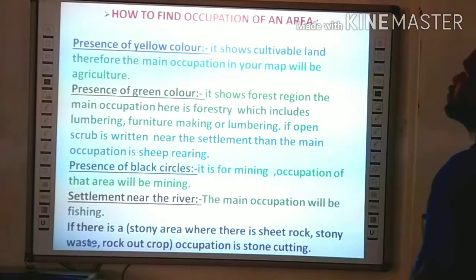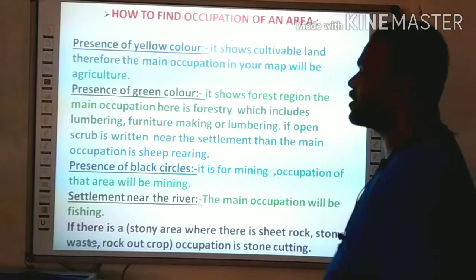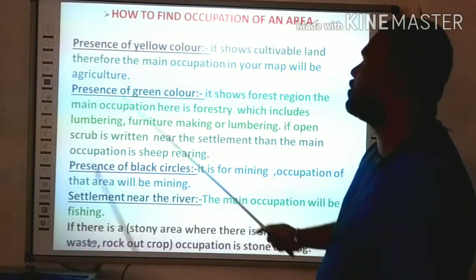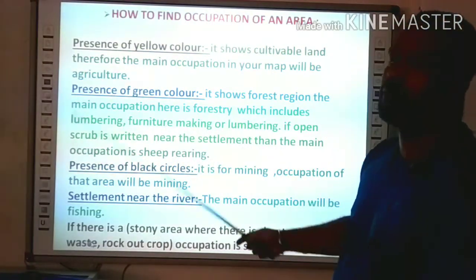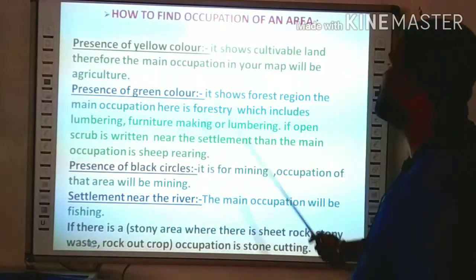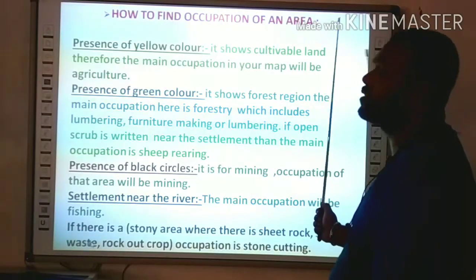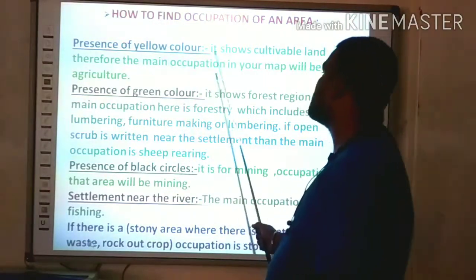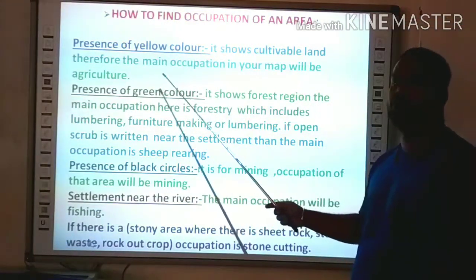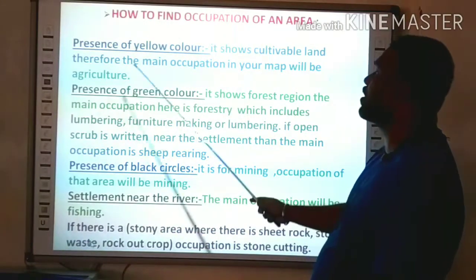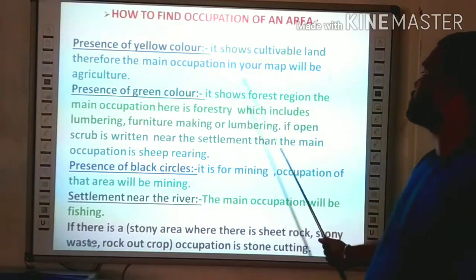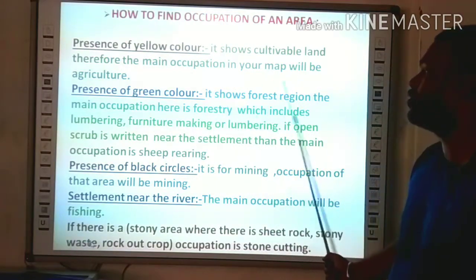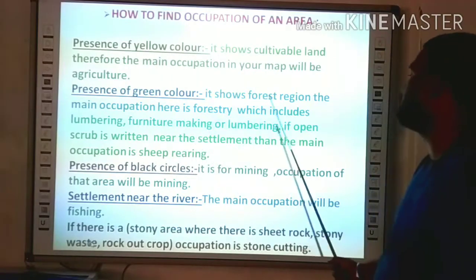Now how to find the occupation of an area? If you are asked in the exam, what is the occupation in the given topo sheet? If there is a presence of yellow color, what does it show? It shows cultivable land. Therefore the main occupation will be agriculture. If there is green color, what does it show? It shows forest region. Here the main occupation will be forestry, which includes lumbering, furniture making or timbering.